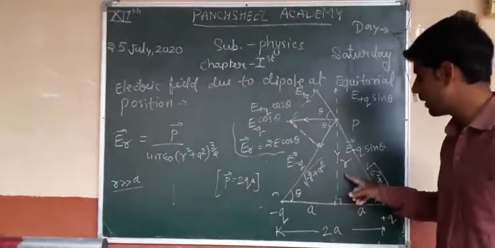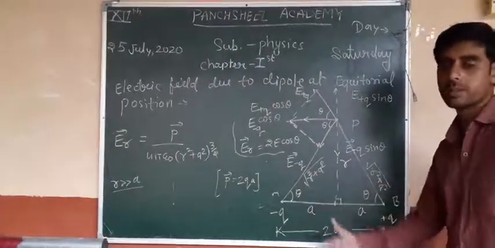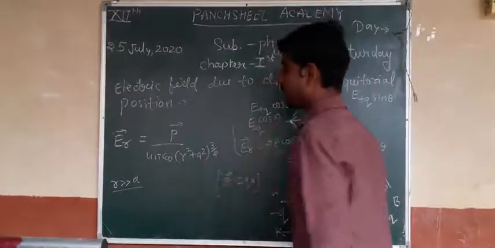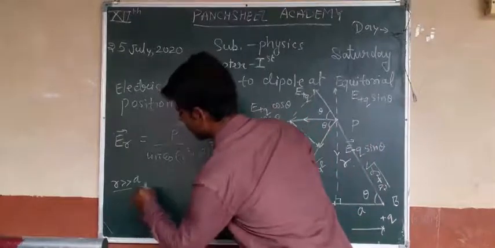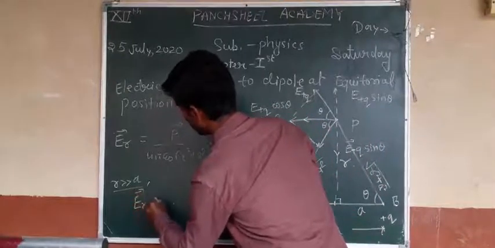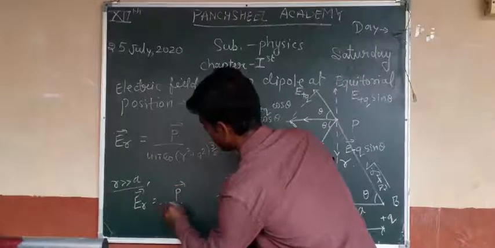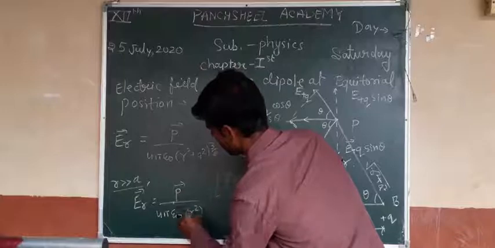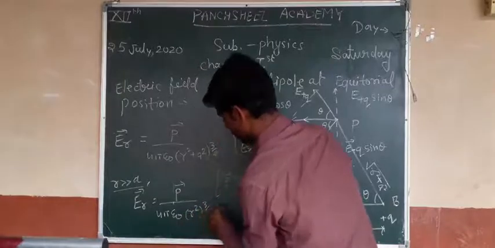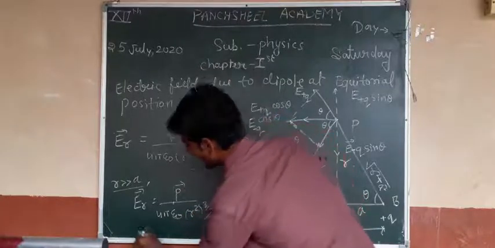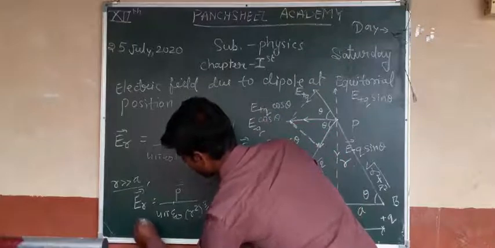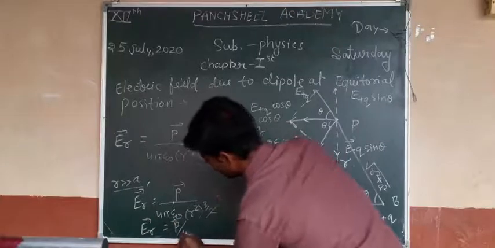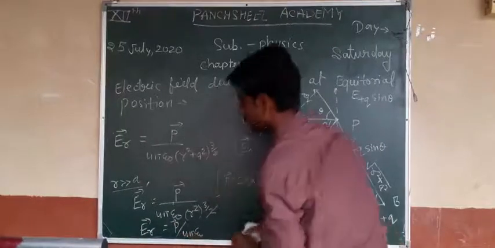Suppose R is a very large distance as compared to their separation. So if we neglect this A, then what is E resultant? E resultant equals P vector upon 4 pi epsilon naught and (R square) whole power 3 by 2. So the 2 cancels. So E resultant equals P vector upon 4 pi epsilon naught.